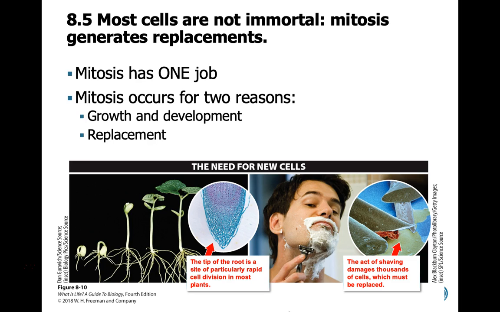There are other reasons that cells might need replacement. If you get a cut, you have to repair the skin damage. Other sorts of damage, say you get a scratch on your eye, or an ulcer inside your stomach. All of those are reasons for replacement. So just as a recap, the purpose of mitosis is to produce new genetically identical cells.